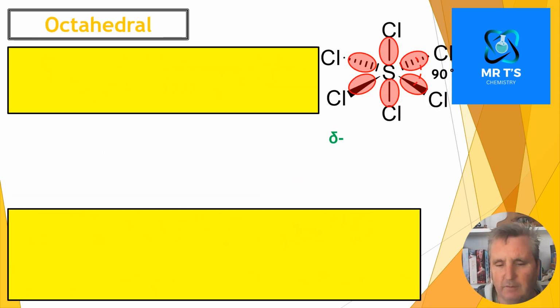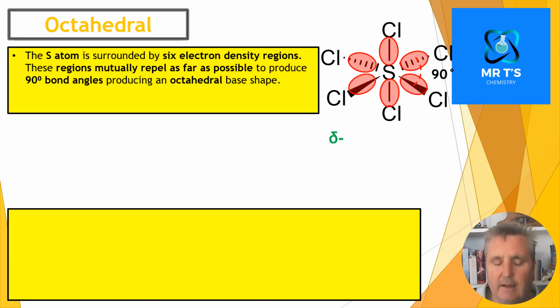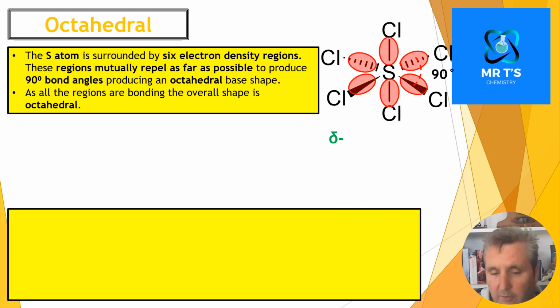Okay, so the last one we need to know for this set is, here is the octahedral shape. So this is the actual base shape that everything is based on, and there are 6 electron density regions pushing away as far as possible. We have an angle of 90 degrees. It produces this octahedral shape. All of the regions are bonding, so the overall shape is also octahedral.